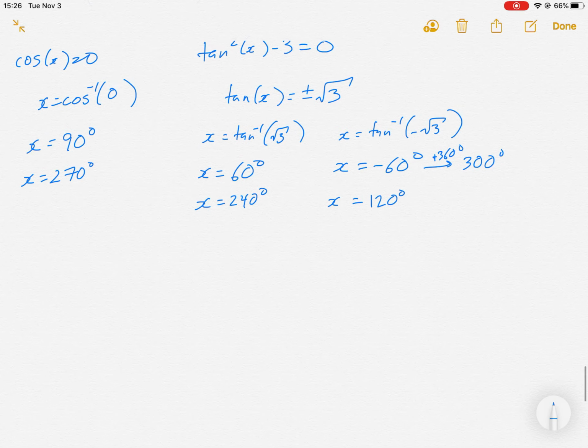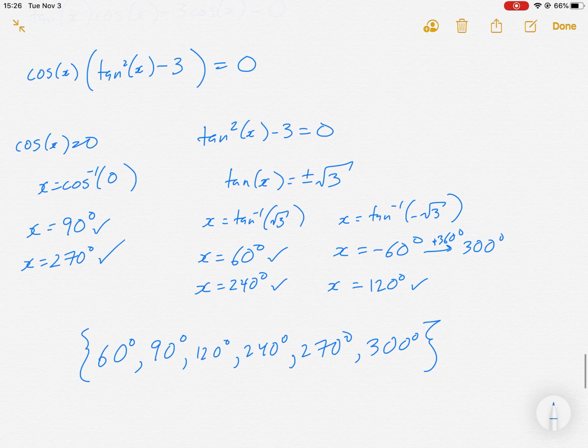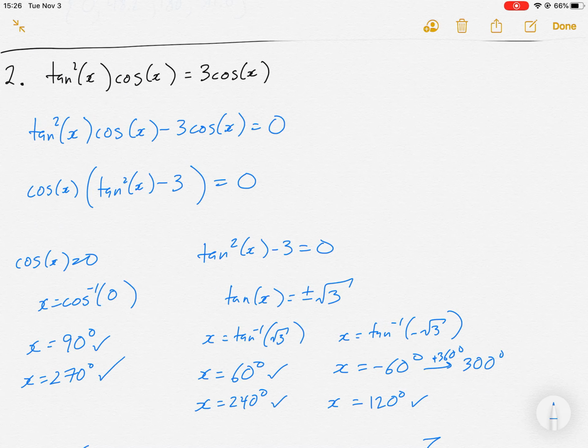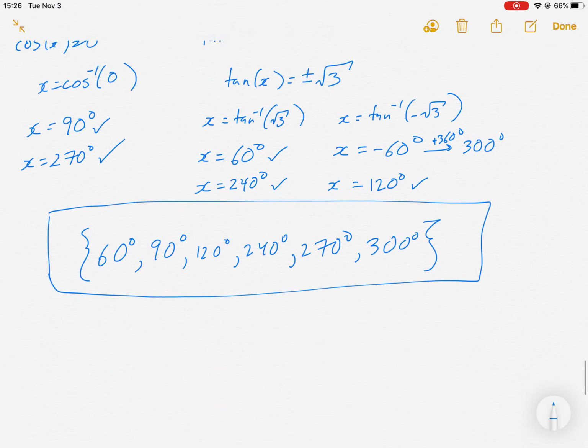So my answers are, let's start with the smallest one, which would be 60. It really doesn't matter, but I'll start with the smallest and work my way up. 60, I did 90. The next one's going to be 120, 240, 270, and then 300. Oh, great problem. All right, so the key step was factoring out that GCF, and then we ended up using some skills from the previous videos, so make sure you review all those and you end up with 6 different solutions.